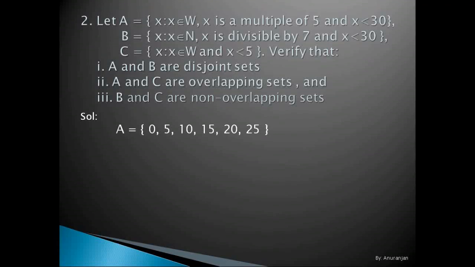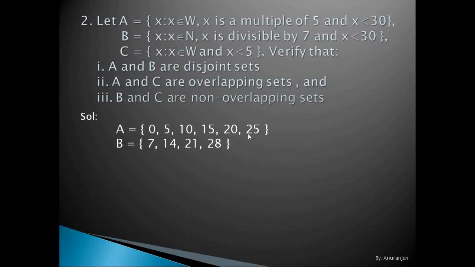Third will be 21. Then 7 fours are 28. So 28 is the fourth number that can be divisible by 7. Then after that we have 35. 7 fives are 35, but we cannot take 35 because x is less than 30. So here the elements of set B will be 7, 14, 21 and 28.